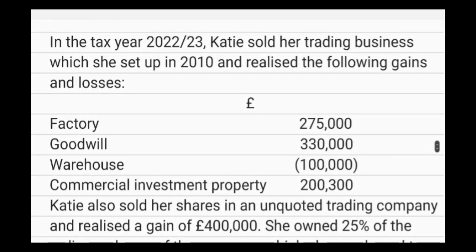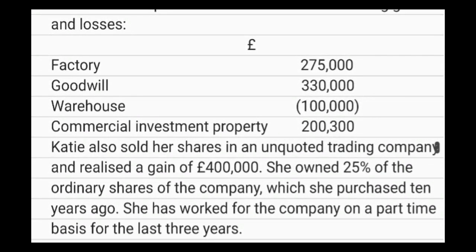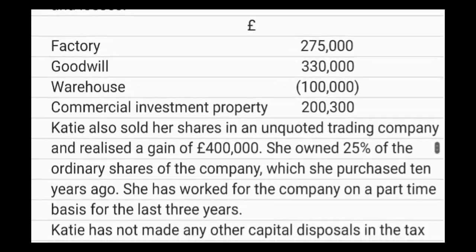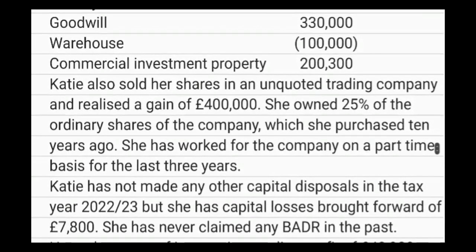Now a question: in the tax year 22-23, Cathy sold her trading business, which she set up in 2010, and realized the following gains and losses. On factory 2,75,000, goodwill 3,30,000, warehouse loss 1 lakh, and commercial investment property 2,300,000. Cathy also sold her shares in an unquoted trading company and realized a gain of 4 lakh.